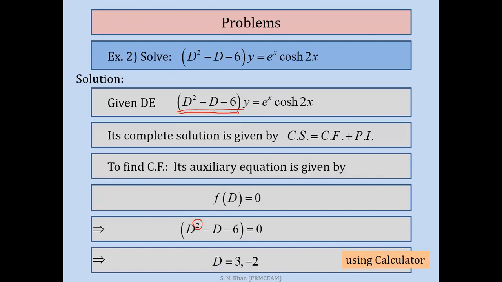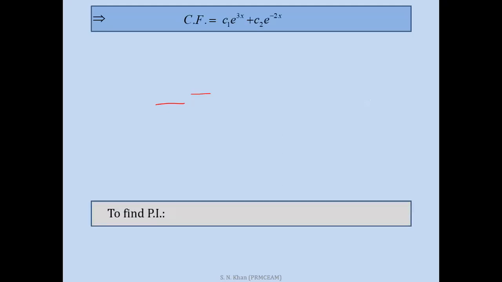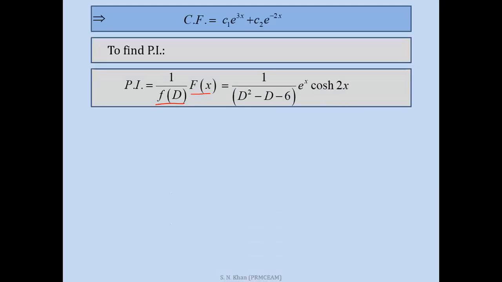And value of capital F of x. So capital F of x, it is the function present on right hand side of given differential equation. So it is here capital F of x. So substituting these values in the formula of PI, we will get 1 upon f of d, it has now become 1 upon d square minus d minus 6 operating on capital F of x. So it will become e to the power x into cos h of twice x. Now we have to simplify it. अभी हमें ये PI solve करना है.